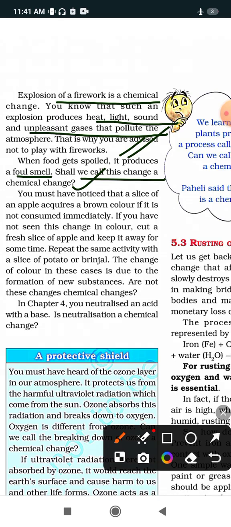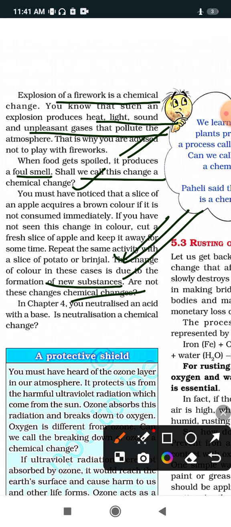If you have not seen a change in color, cut a slice of apple and keep it away for some time. Repeat the same activity with a slice of potato or brinjal. The change in color in each case is due to the formation of a new substance. Is this not a chemical change? So all these are cases in which new substances form, and they are chemical changes.